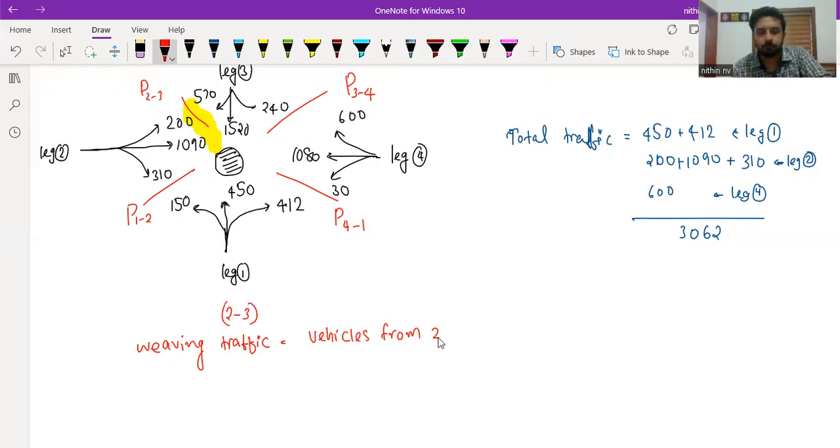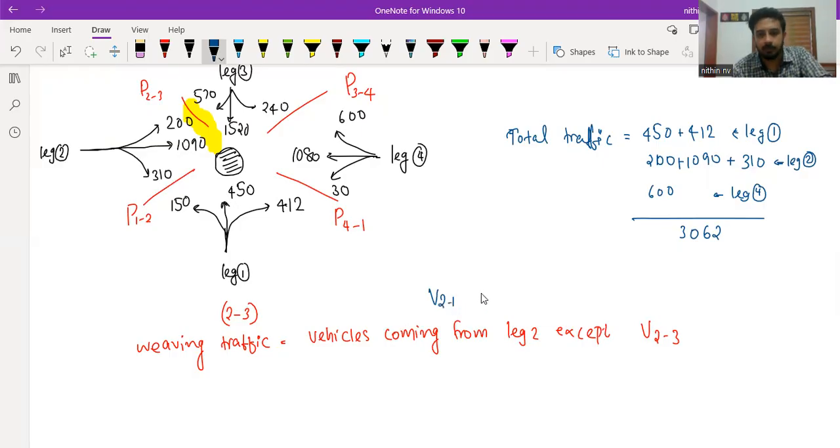Now from 2, traveling from 2 to all other places, vehicles coming from leg 2, okay, better you can write leg 2. Vehicles coming from leg 2 except V23. Understood? All vehicles coming from leg 2, which means what? This 200, 1090, 310. Or here I can write all vehicles coming from leg 2 means what?